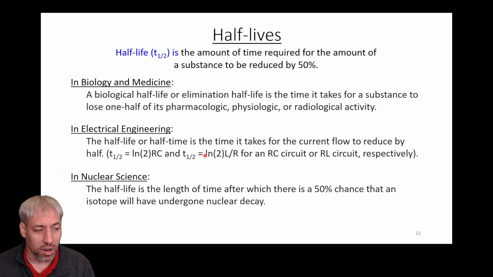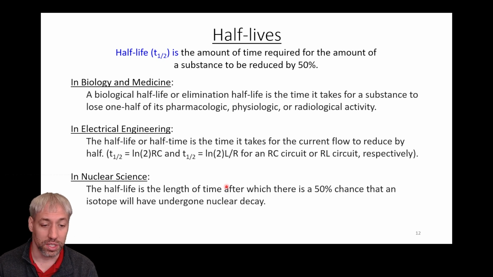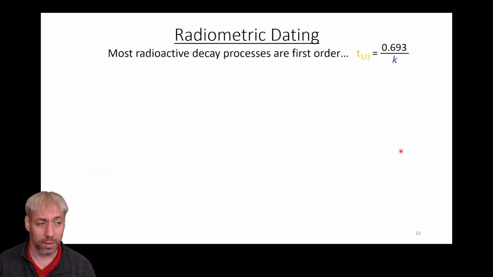In electrical engineering, you have RC circuits, and so sometimes you care about the half-life of current flow and how long it takes half the current to disappear. That has to do with the resistance and the capacitance of the circuit. In nuclear science, it's radioactive decay. How long does it take for half the nuclear material to decay away? And so half-lives are really common, used in a lot of different fields, but it really comes down to how long it takes for half the stuff to go away.